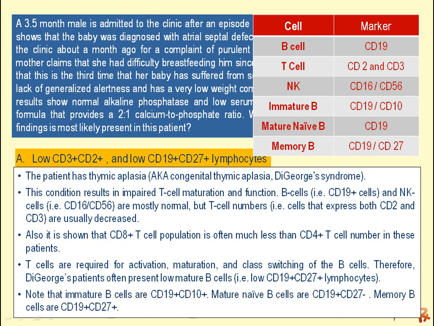Again, I want you to remember the markers for different stages of B cell development. Immature B cells are CD19, CD10 positive. Mature naive B cells are CD19 positive, however, they are CD27 negative. Memory B cells are CD19, CD27 positive.